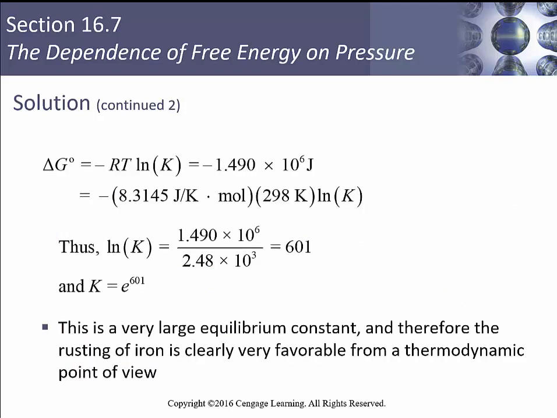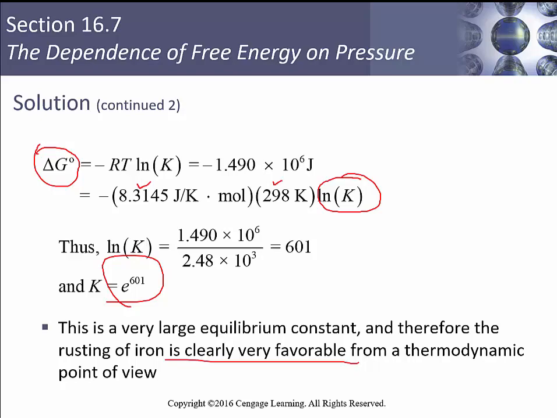Once we've got this delta G, we're going to use our minus RT ln K. So we know that minus RT ln K is minus 1.5 kilojoules. So we plug in our value for R, we'll plug in our value for T, we're going to solve for natural log of K. So we get natural log of K is going to be 1.5 times 10 to the 6th divided by 2.48 times 10 to the third, or 601. So K is e to the 601, and that's a very, very large number. So the rusting of iron is clearly very favorable from a thermodynamic standpoint.